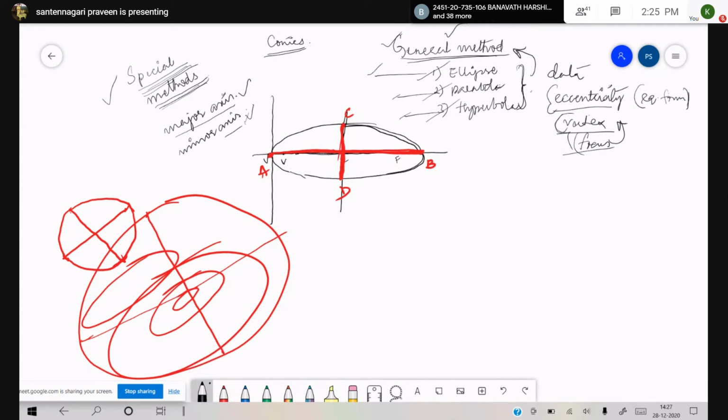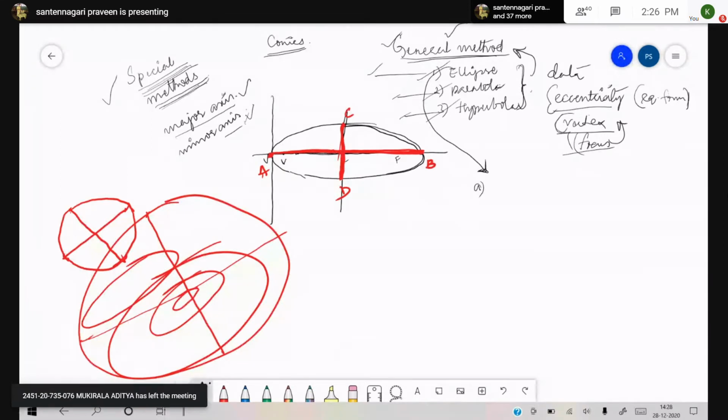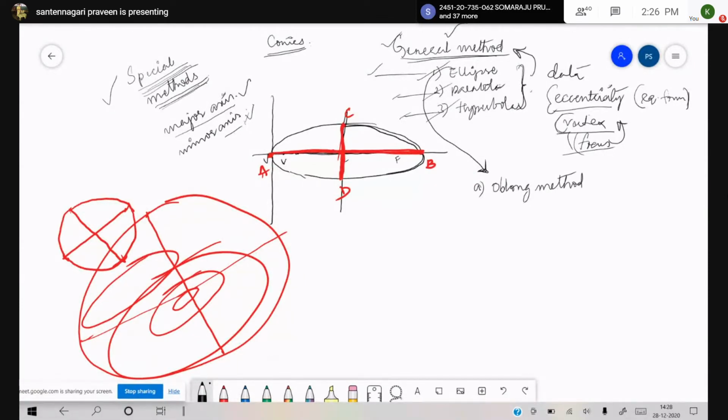So first we will be dealing with this ellipse, special methods of ellipse. There are many methods that can be used for construction of ellipse in different applications. And in the same way you have different ways for parabola and different ways for hyperbola as well. So what are the methods in our syllabus that we are going to learn for construction of ellipse through special methods by given major and minor axes? The first one we are going to draw is the oblong method, otherwise called the rectangular method.